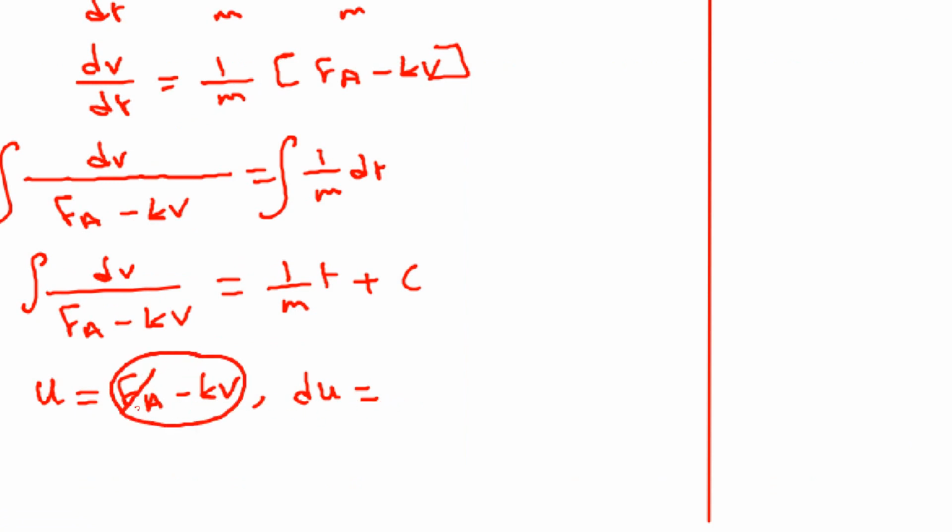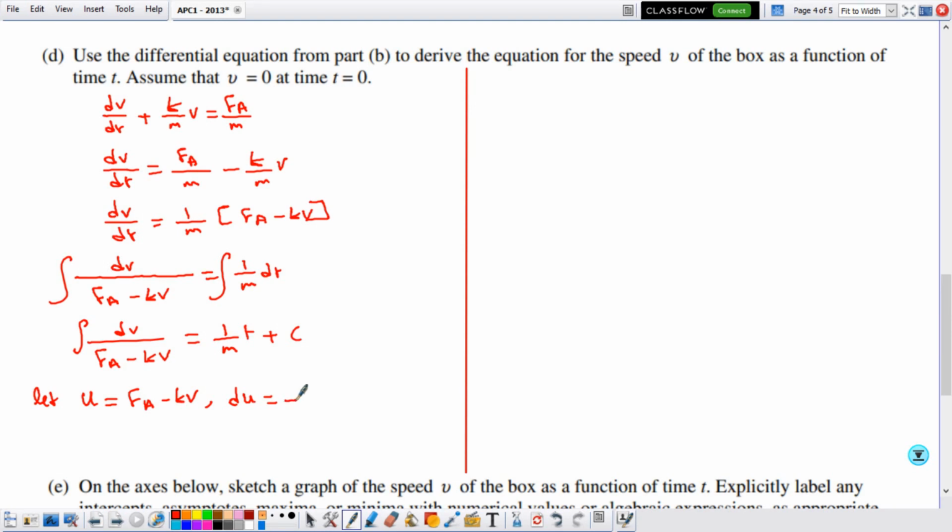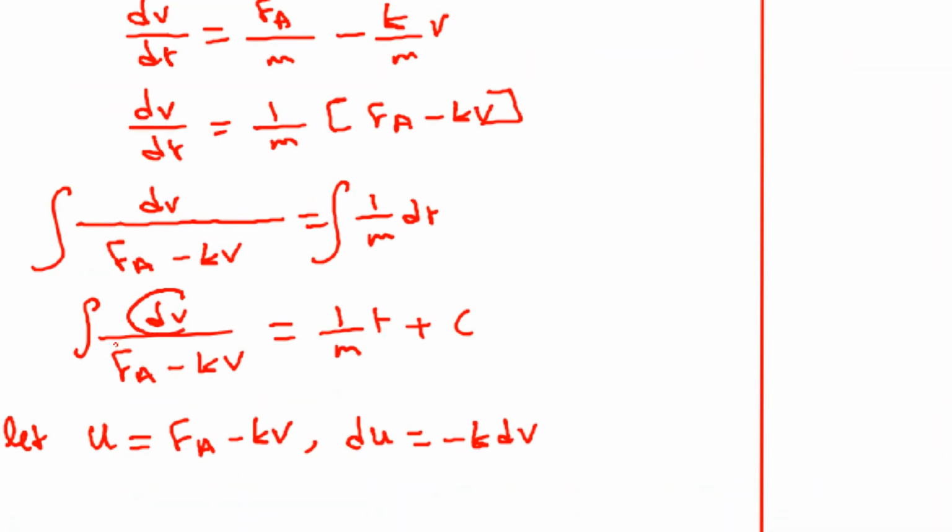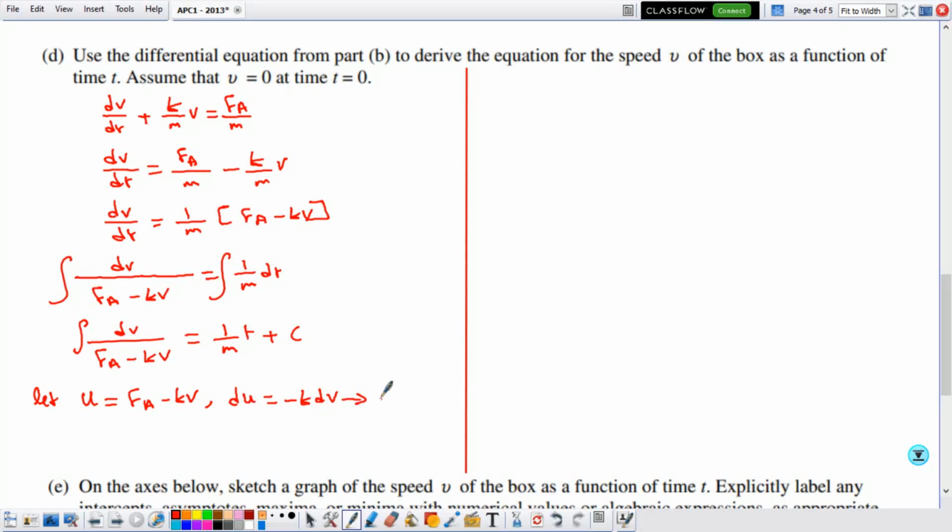The derivative of Fa, a constant, would be 0. K is a constant, but it stays because it's multiplied by v. Then that would be minus k dv. And in the integral we're searching for dv. Already this has been transformed to u. So that would be dv equals du divided by minus k.